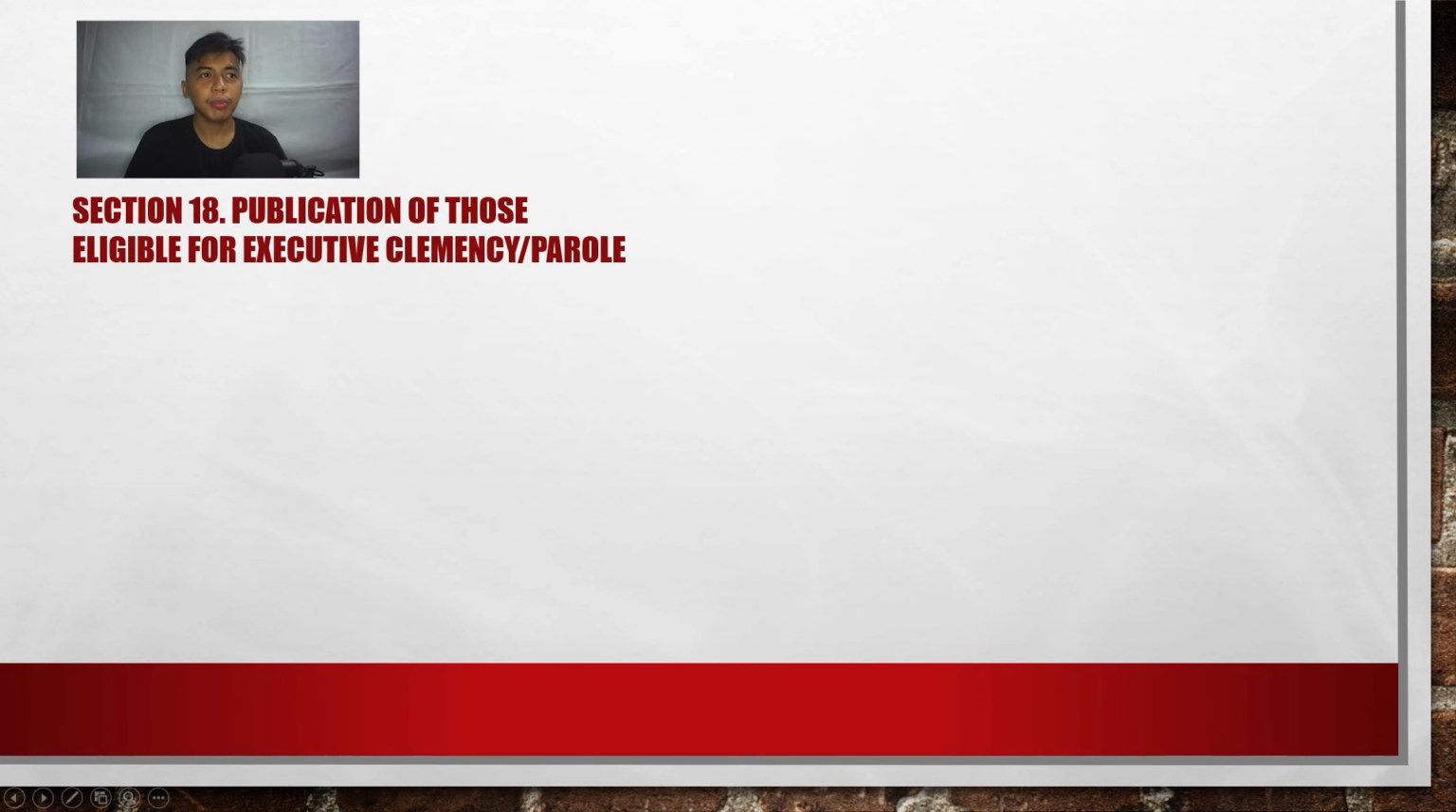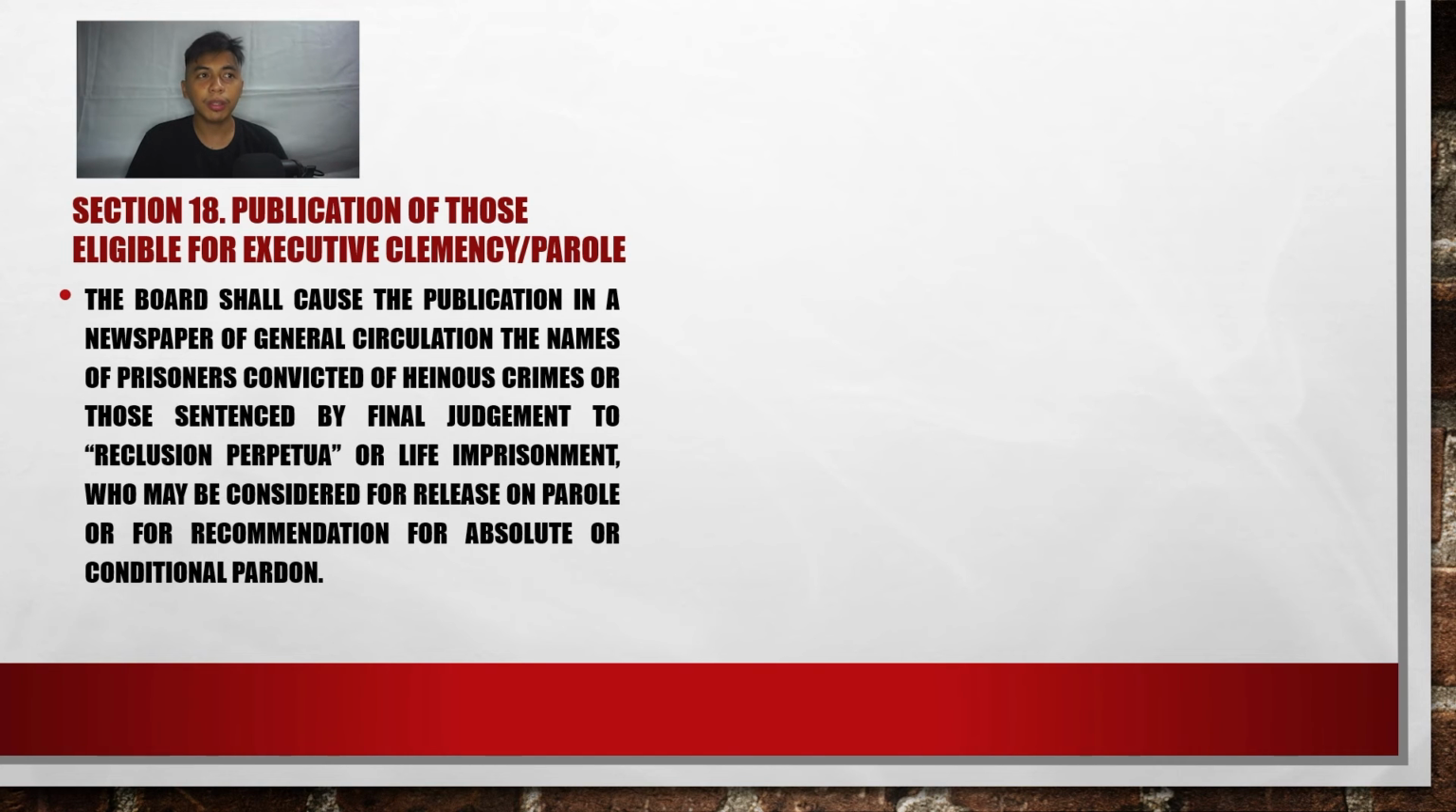Section 18. Publication of those eligible for executive clemency or parole. The board shall cause the publication in a newspaper of general circulation the names of prisoners convicted of heinous crimes or those sentenced by final judgment to reclusion perpetua or life imprisonment, who may be considered for release on parole or for recommendation for absolute or conditional pardon.